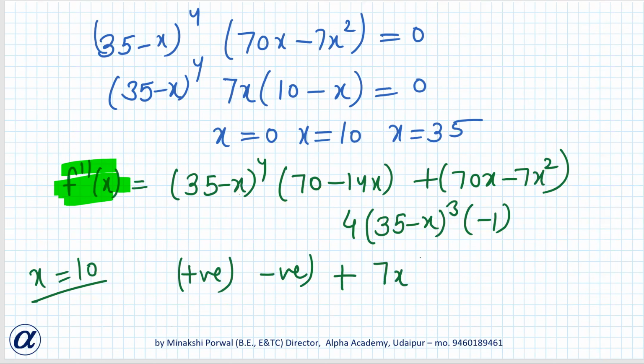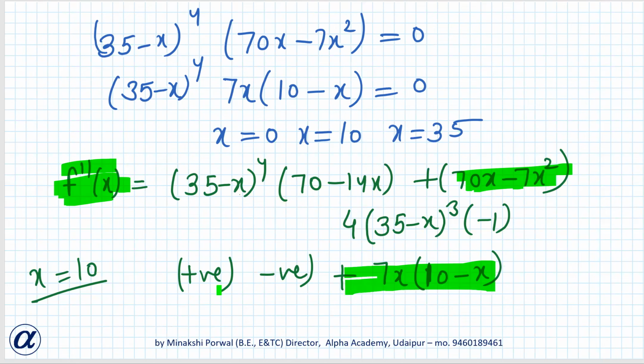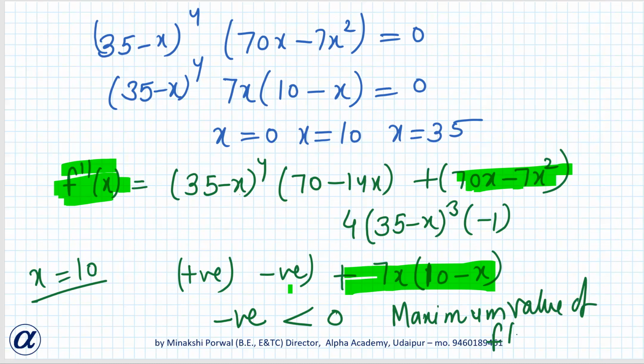7x we can take outside, so it is 10 minus x. So this term will become 0 because of this factor 10 minus x. When we put x equals 10 here, we get 700 minus 700 basically, so it is 0. So this second term is 0, and the first is a product of positive and negative, so it is negative. So f double dash x is less than 0, that means a maximum occurs here. Maximum value of f(x) at x equals 10. Is it clear?